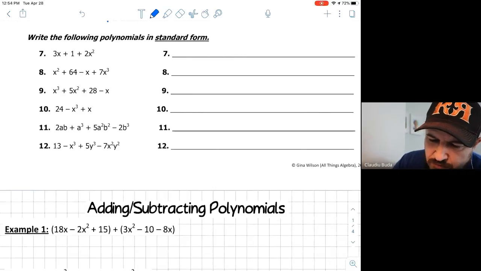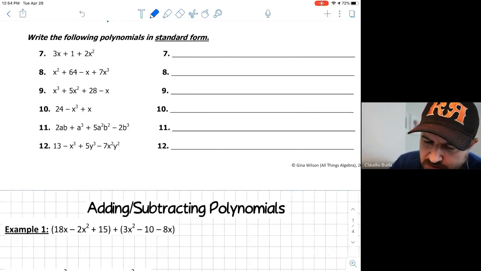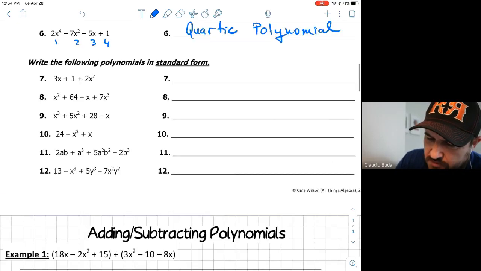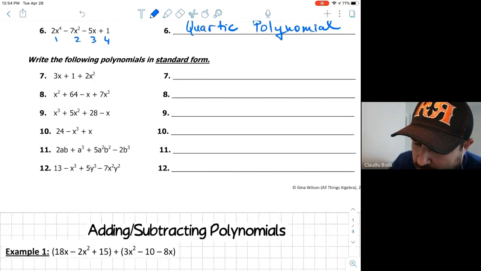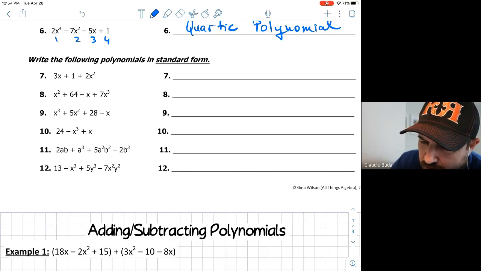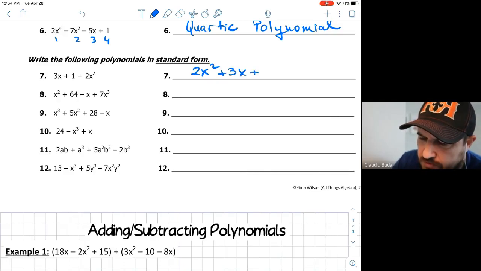So for number 7, we have 3x plus 1 plus 2x squared. We're going to have to put them in alphabetical order. In this case, it's only one variable. And then we're going to start with the highest exponent first from the left. So 2x squared plus 3x plus 1. See what I did?